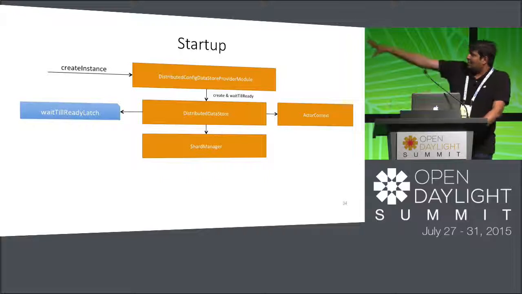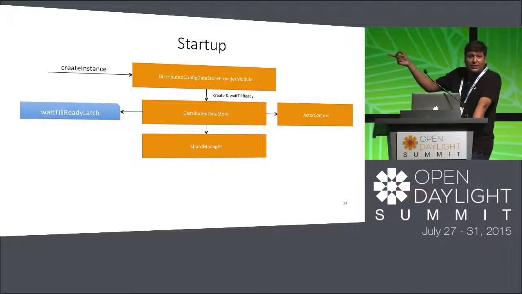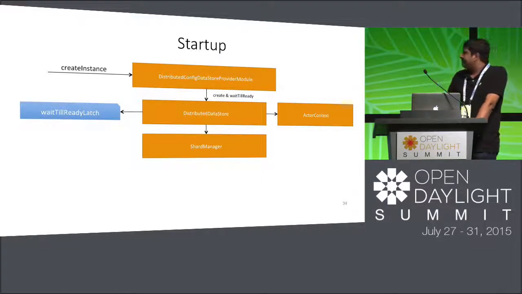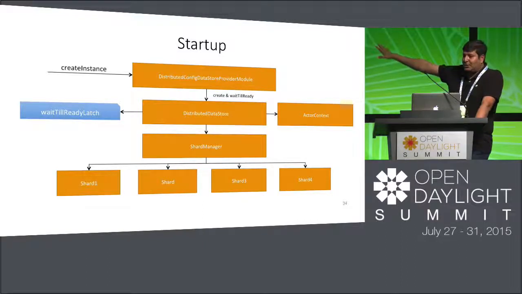Once you create the distributed data store, it creates these two classes. One is the actor context, which allows you to actually communicate with the actors, because the distributed data store is not an actor, whereas the actor context is. It also creates another actor called shard manager. This is the parent of all the shards. The shard manager is what creates all the shards. What shards it creates is based on a configuration file called moduleshards.conf, and this information is there in the wiki. In this case, it would be shard 1, shard 3, shard 4. These are the 4 shards that get created.